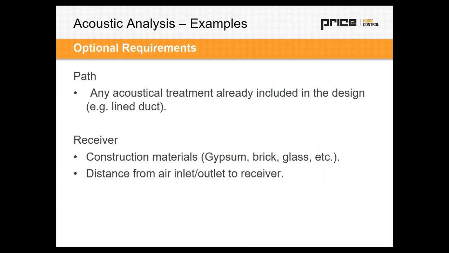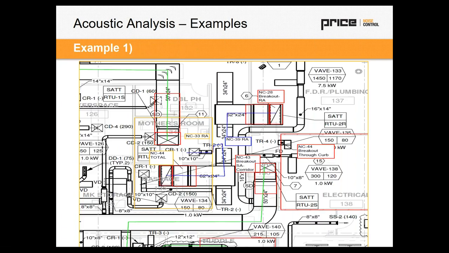And additional to that, if you know that the ductwork is lined or not, or is heavy gauge, and if the receiver has a lot of absorptive materials or a lot of glass, we need to know that. The more detailed, the more exact we can be, or you can be if you were to do an analysis. So let's look at example number one.